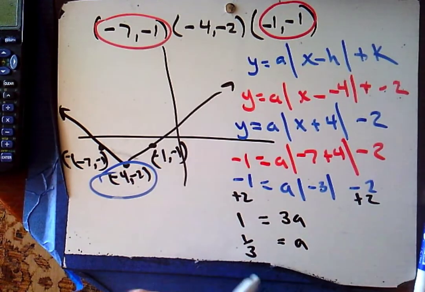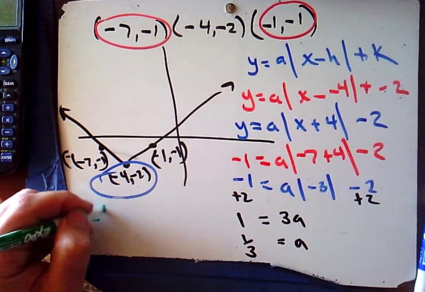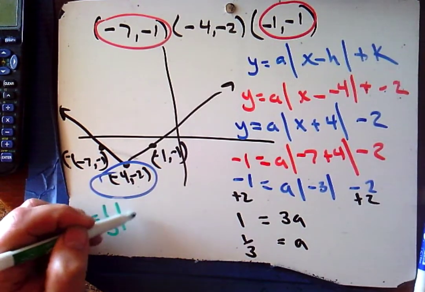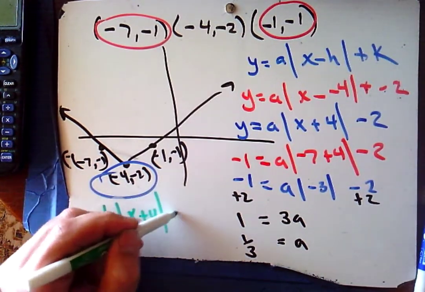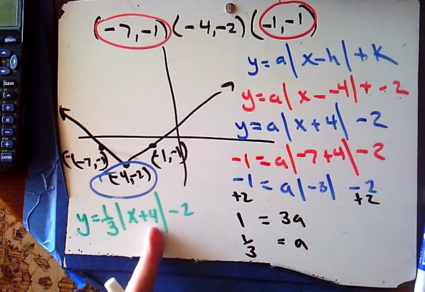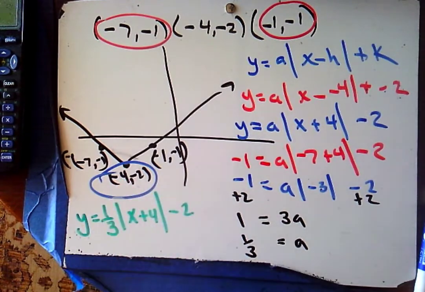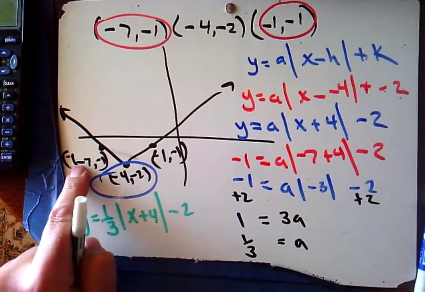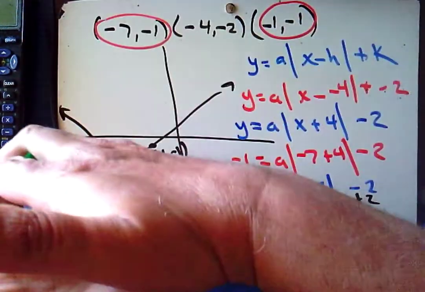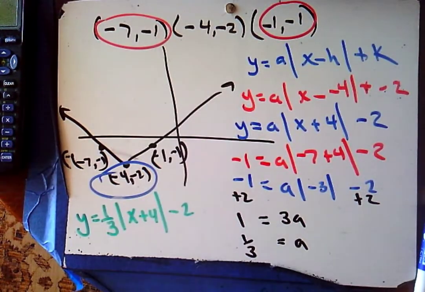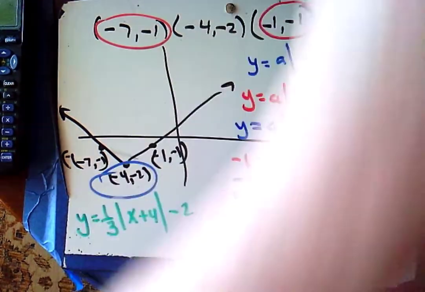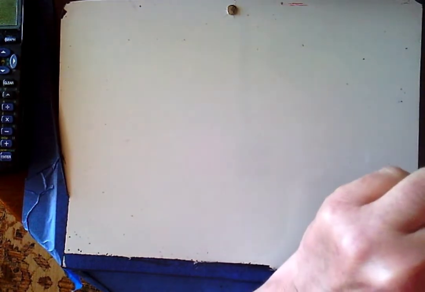Not yet. I have to write the equation. Y equals 1/3 absolute x plus 4 minus 2. I see the graph was shifted right 4 and down 2. That's what makes that point. That used to be at 0, 0. But it's a long way to the next point because I squished the graph vertically, which is why we have that. Okay? Let's do one or two more, and then we'll move on to a different type of transformational graphing.